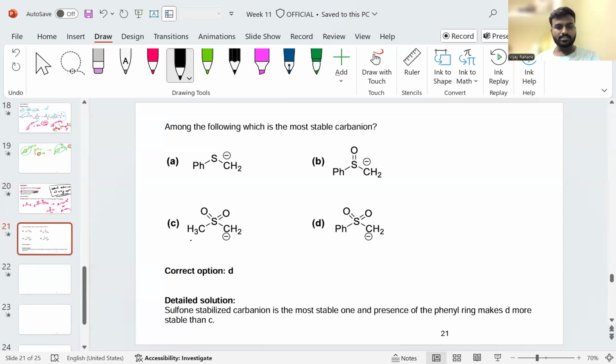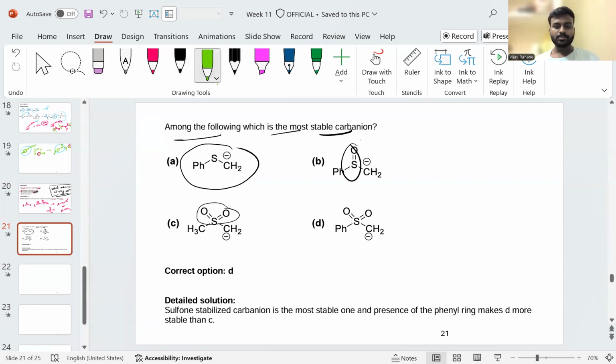So this is another question. Most stable carbanion among the following. If you look at the carbanions, this is the PhS CH2. That's obviously an unstable carbanion compared to the others because the others have S double bond O groups. We have two S double bond O groups here, and here there is one S double bond O group.